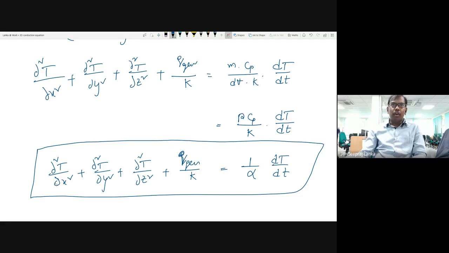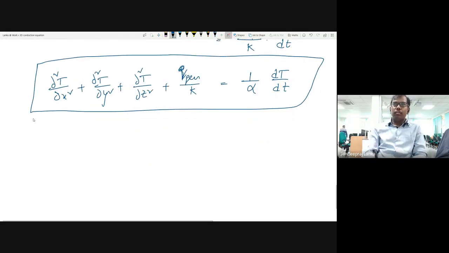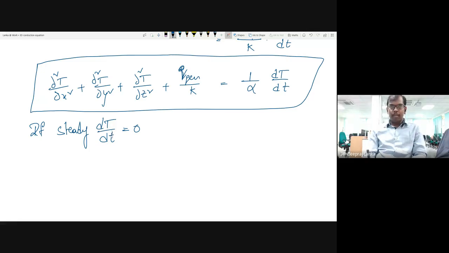There will be some modifications to this one. If the case is steady heat transfer, dT by dt is 0. That is, the rate of temperature change with respect to time will be 0. That we call steady state. Then this will become 0, and your equation will be del square T plus q gen by k equal to 0.